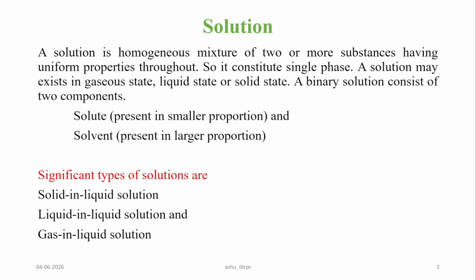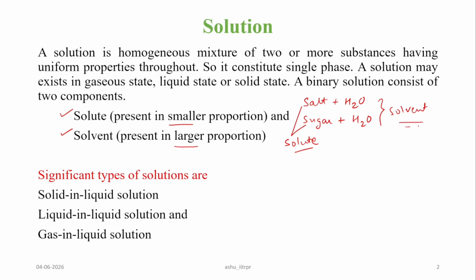As we all know, a solution is made up of two components. One is solute, another one is solvent. Solute is anything which is present in a smaller quantity, and solvent is something which is present in larger quantity. If I take the example of salt in water, or sugar in water, we can easily say that water is the solvent and the salt and sugar are the solute. Anything which is present in large quantity is solvent.